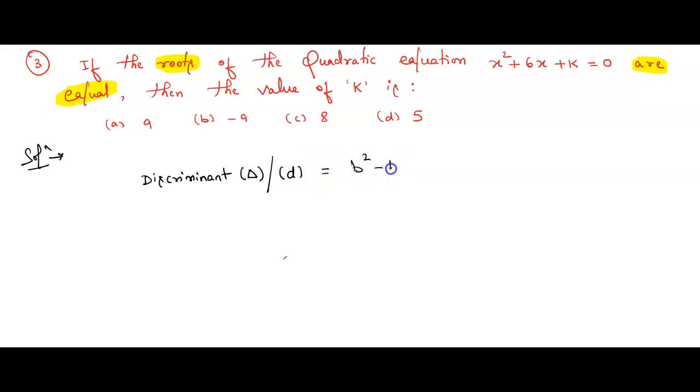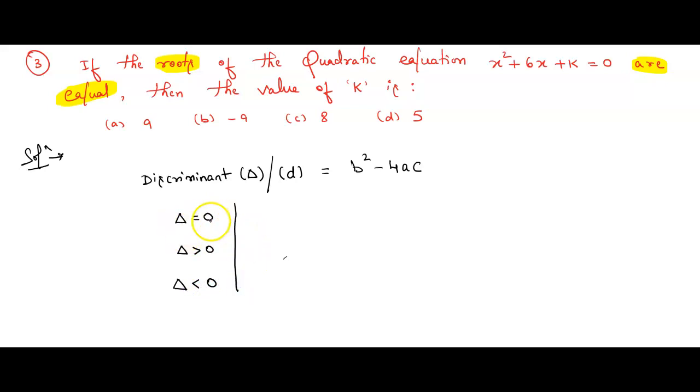The discriminant is nothing but b square minus 4ac. So this is the formula. Understood? Discriminant means b square minus 4ac. Here we have three specific conditions: if delta value is equal to 0, if delta value is greater than 0, and if delta value is less than 0.